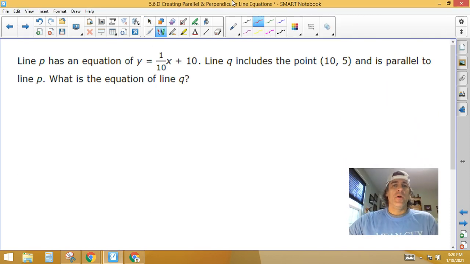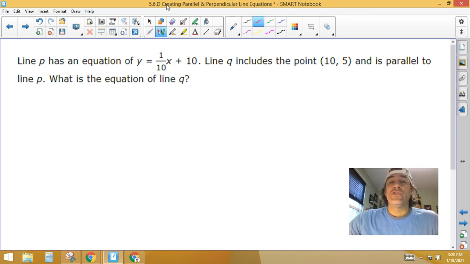First example. Line P has the equation y equals 1/10 x plus 10. That's line P, our first line. Line Q, which is a different line, contains the point (10, 5), meaning it goes through that point, and is parallel to line P. So what's the equation of line Q?